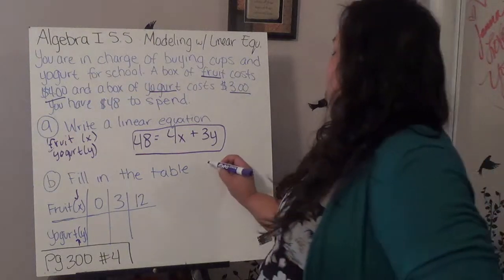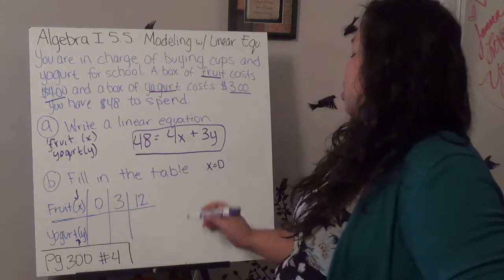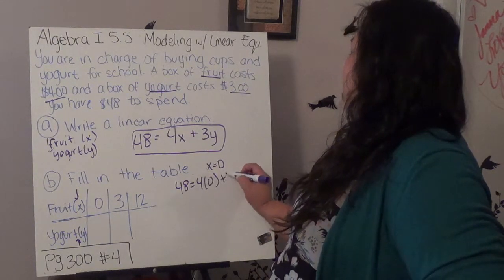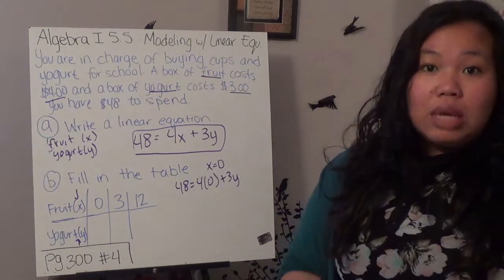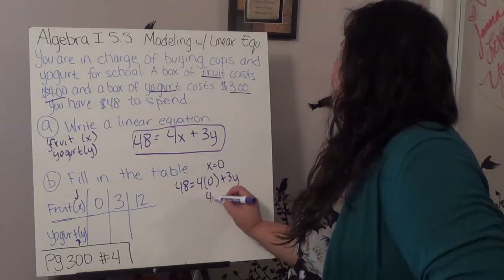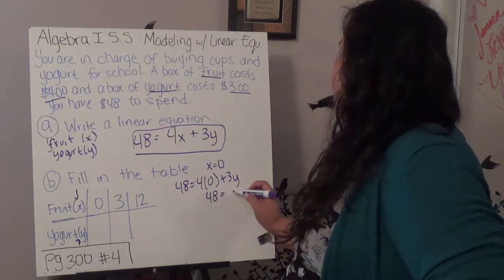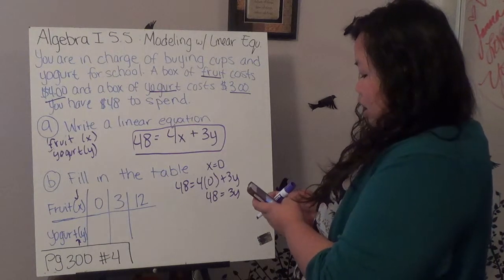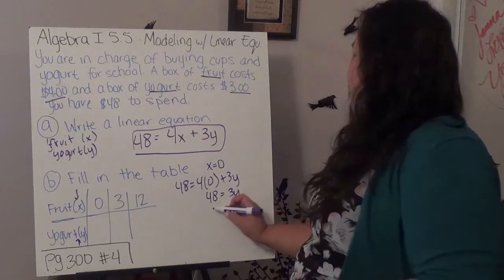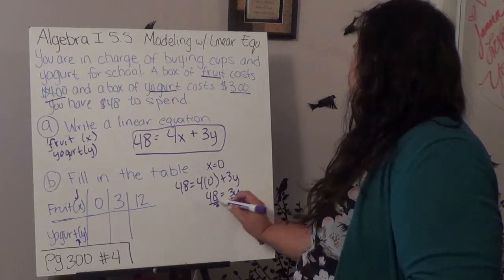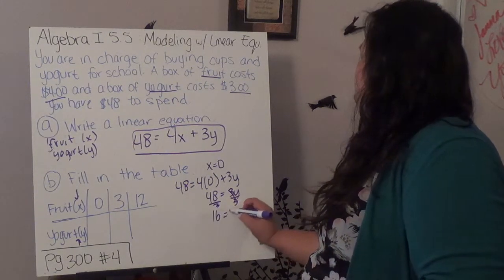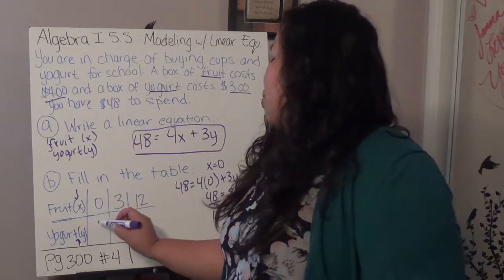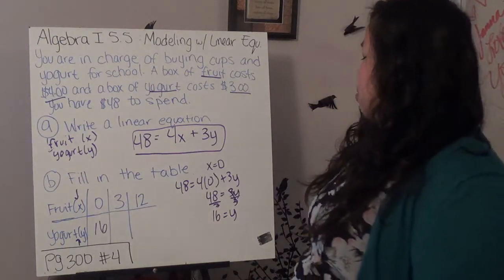So, for example, if we buy 0 fruit, 48 equals 4 times 0 plus 3y. Well, 4 times 0, anything times 0 is 0. So we end up with 48 equals 3y. Then we divide 48 by 3, which gives us 16 equals y. So that means if I buy 0 fruit cups, I will need to buy 16 yogurts.